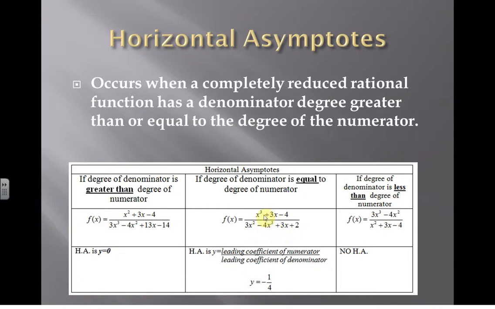So you have the same. You do leading coefficient over leading coefficient. So this would be 1 over negative 4. That's where this comes from. Okay, so if they're the same, you just use the leading coefficients. And if you have a degree of the denominator less than the degree of the numerator, then it's no horizontal asymptote. So big over small is a no.